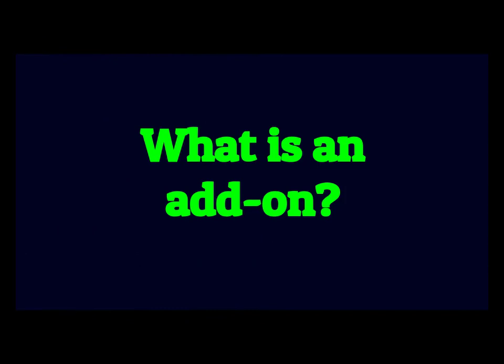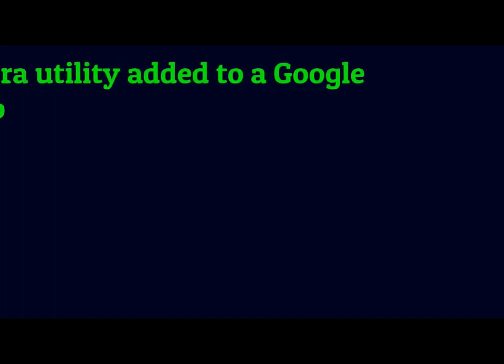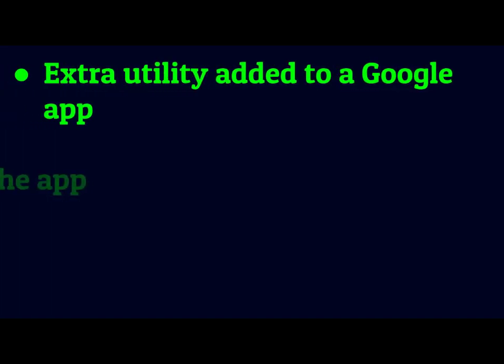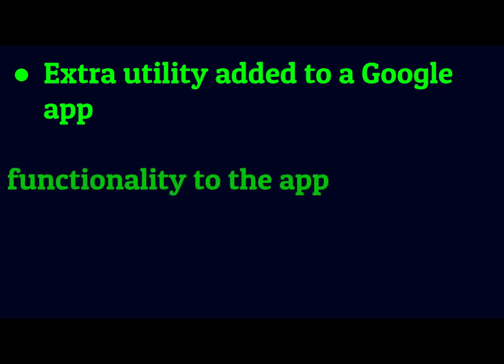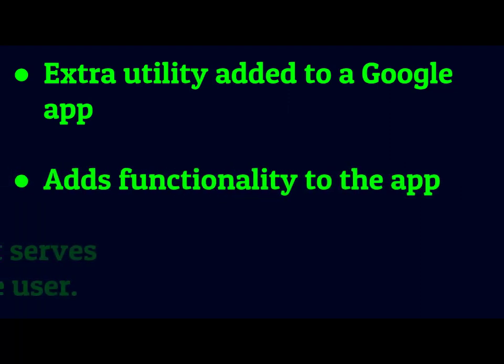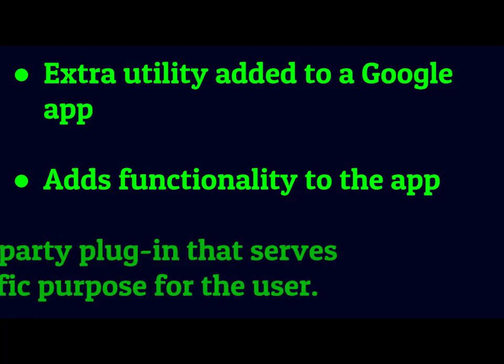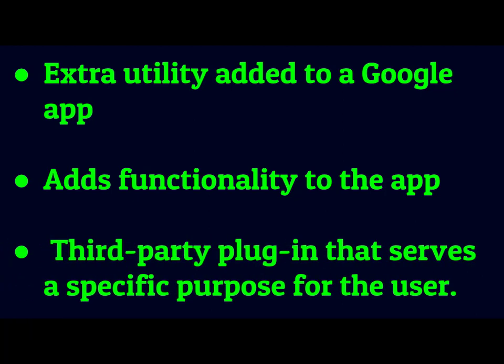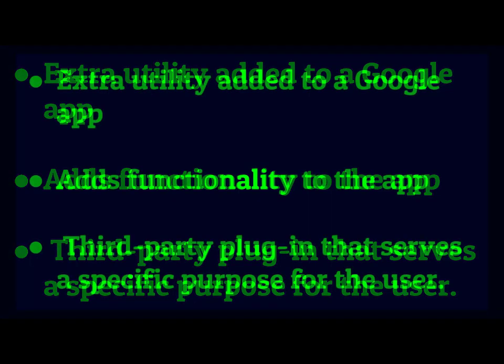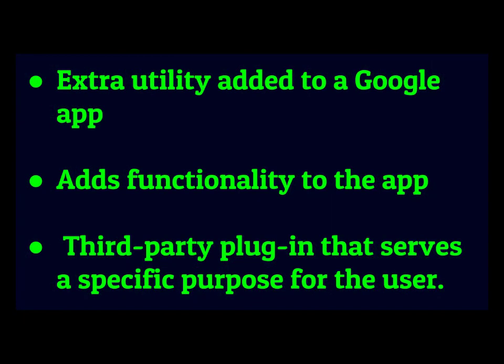What is an add-on in a Google app? An add-on is an extra utility and is added to a Google app, which adds functionality to the app. It is a third-party plugin that serves a specific purpose for the user, and there are a large number of add-ons which could be added to each Google app. And although it can sometimes feel overwhelming to sift through what's available, it is definitely worth the search.